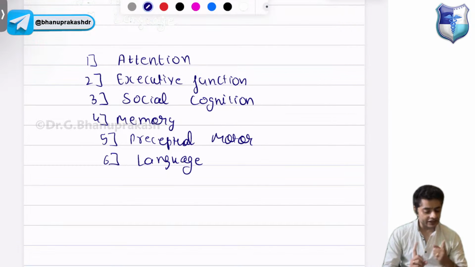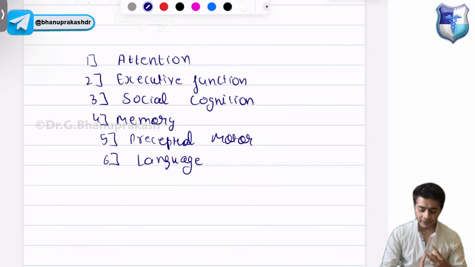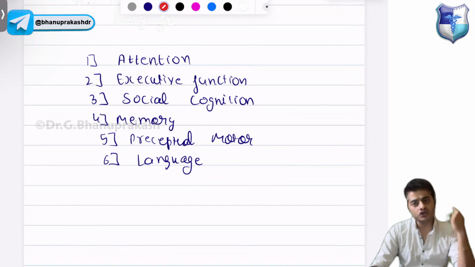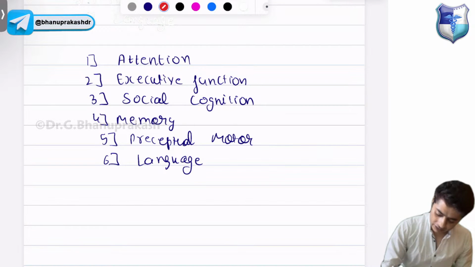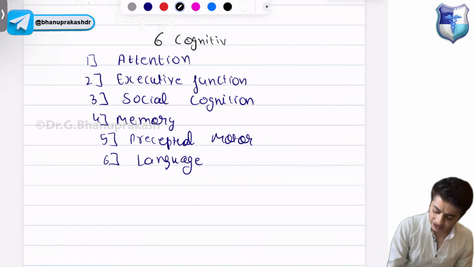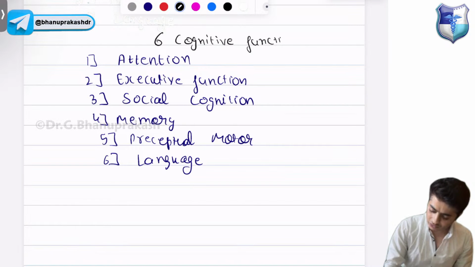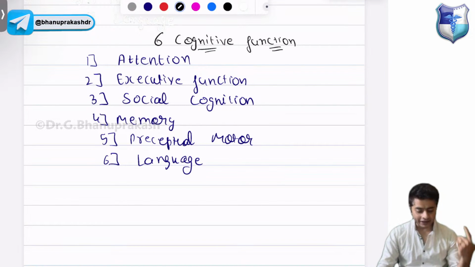So we have six cognitive functions: attention, executive function, social cognition, memory, perceptual motor, and sixth is language. Now, can everyone tell me that attention, executive function, and social cognition are a part of which loop? We have six cognitive functions. In this, first is attention, second is executive function, third is social cognition, fourth is memory, fifth is perceptual motor, and sixth is language.